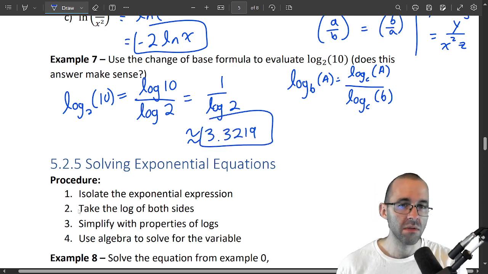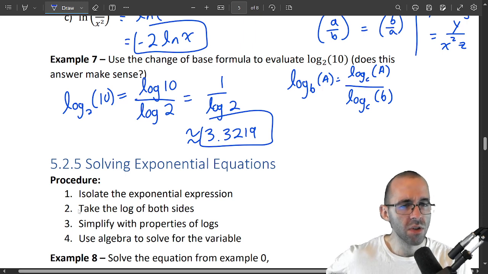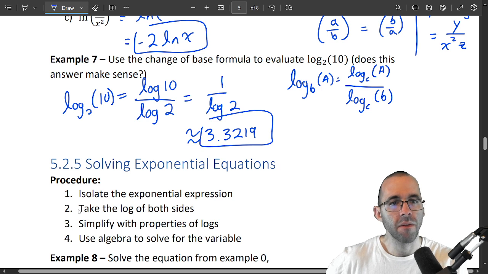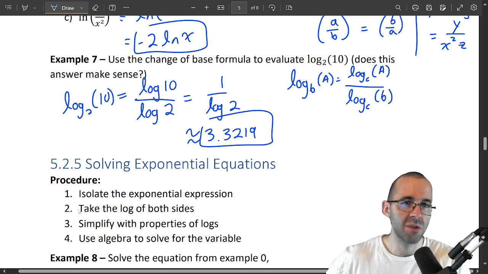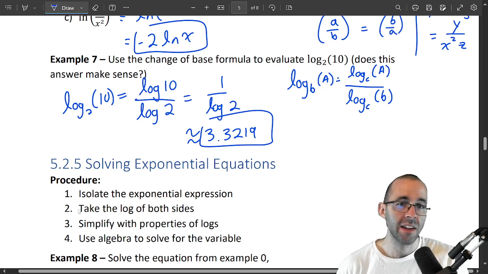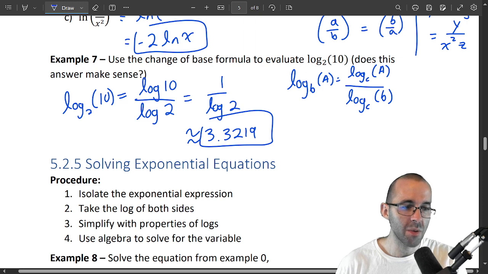And just like before, this number should kind of make sense because 2 cubed would be 8, 2 to the 4th would be 16. So the exponent that makes this true should be between 2 and 3, like we did in a previous video. That's one of the ways that you can use a change of base formula.